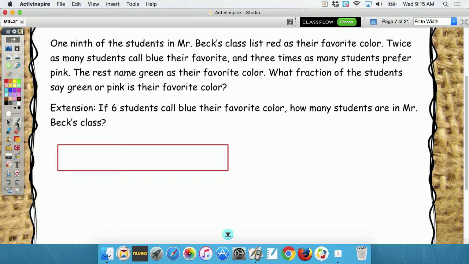Or ninths. So I'm going to divide my tape diagram into how many equal pieces? 9. Now 9's an odd number, and I know that 4 plus 4 plus 1 is 9. So that's why I started in the middle. And then I can put 4 on each side. Makes my life easier.